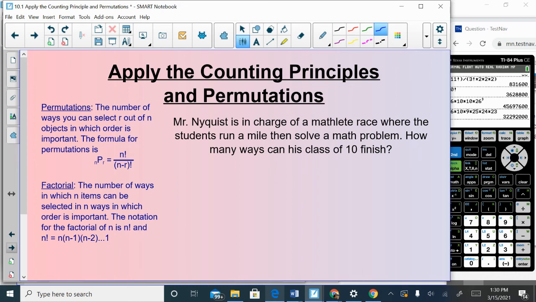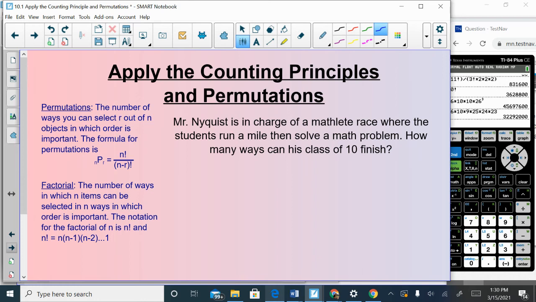And then let's look at some more examples here. We still haven't done any permutation or factorial. Mr. Nyquist is in charge of a mathlete race where the students run a mile and then solve a math problem. Sounds very exciting. I'm sure you guys would sign up. How many ways can his class of 10 finish? So I have 10 students. How many ways can all 10 finish? You guys have to decide if this is a permutation or a factorial problem.